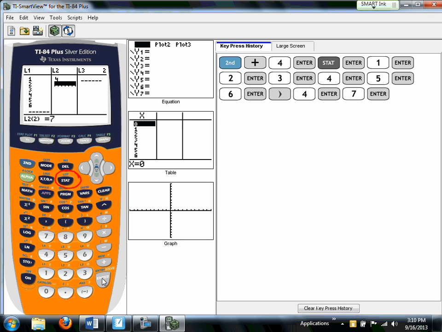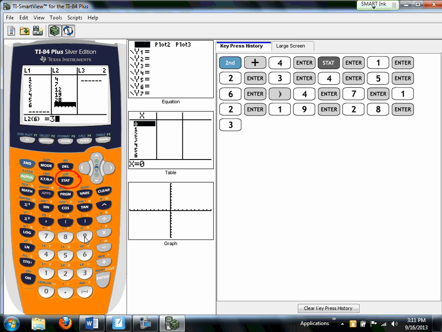7 and hit enter. 12, enter. 19, enter. 28, enter. 39, and enter.